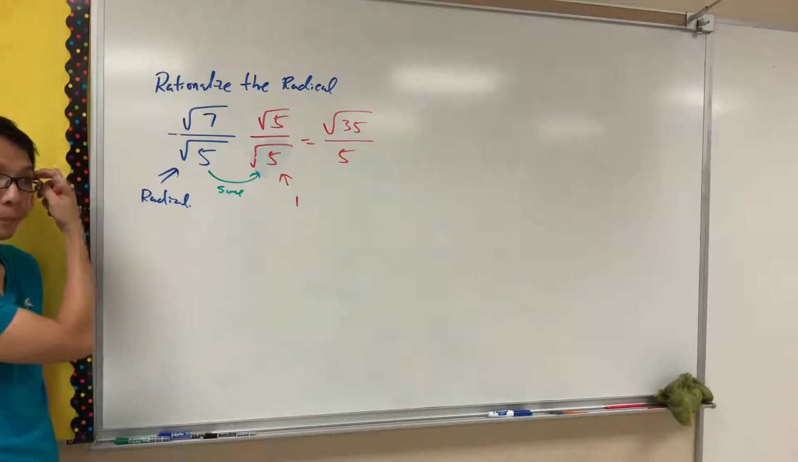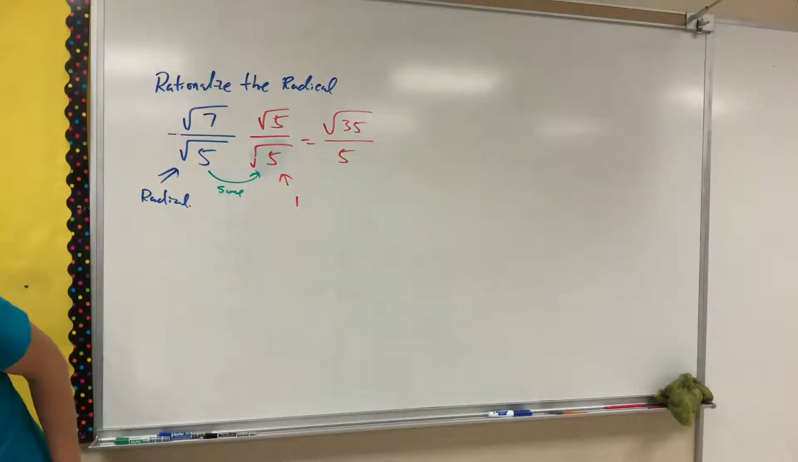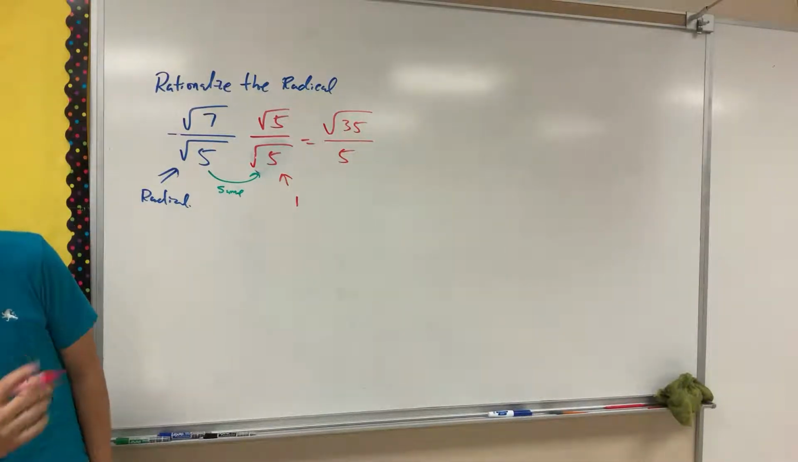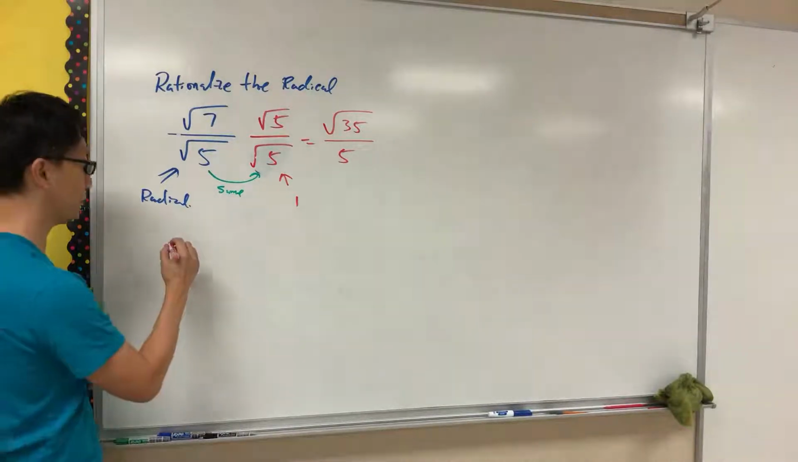Question about this part. Okay, so I'm going to give you one and ask you to rationalize it. This is too easy. I'm going to give you one that's a little bit harder: square root of 7 over square root of 45.